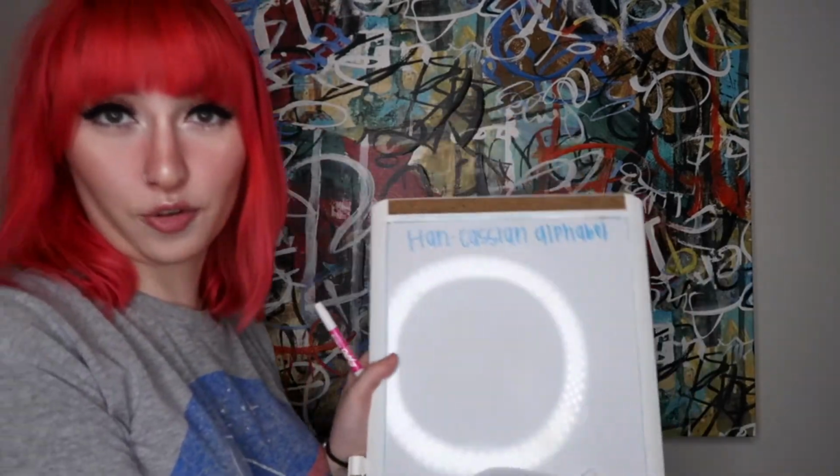To be a part of a state organized society, you need a language, you need a way to communicate. So, we made a way to communicate. Alrighty. And welcome back. Today, class, we're going to be talking about the Han-Cassian alphabet.